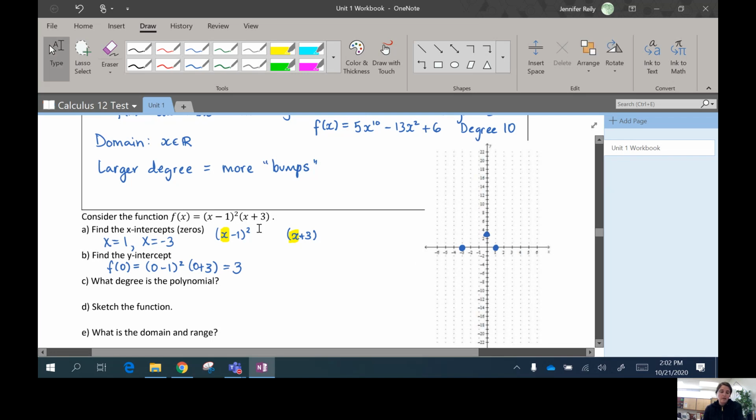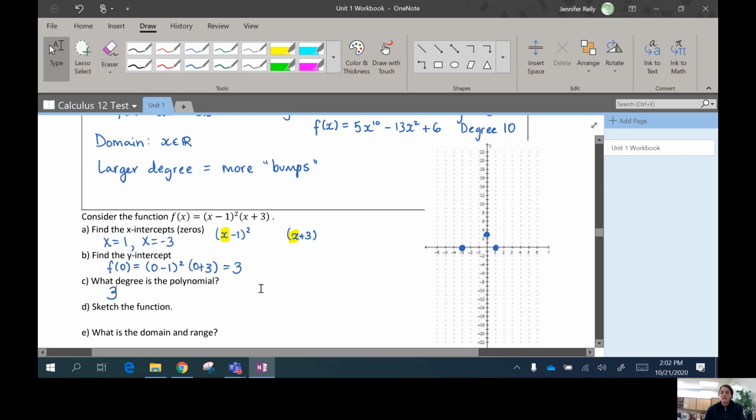And what degree is this polynomial? So there are 2 factors of x minus 1 and 1 factor of x plus 3. If you expanded all this out, the largest exponent would be a 3, because you would have x squared from expanding the first term and then another x. So this is degree 3.